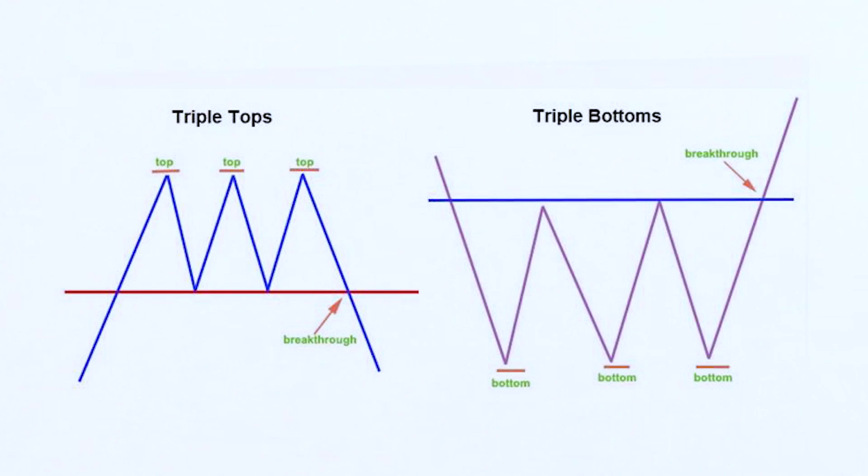Now, moving on in that same direction, triple tops and triple bottoms. A triple top occurs when the price reaches the same resistance level 3 times without breaking through, indicating that the uptrend is weakening and the reversal may be imminent. And conversely, a triple bottom forms when the price hits the same support level 3 times without breaking below, signaling that the downtrend may be losing steam and a reversal could be on the horizon.